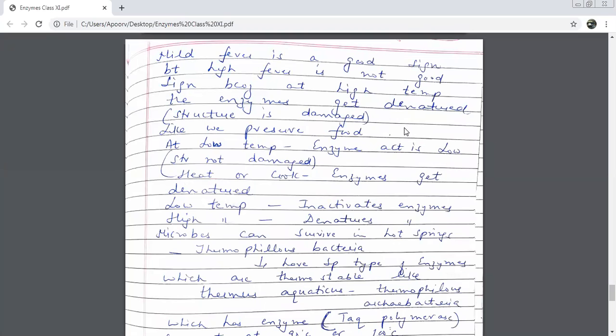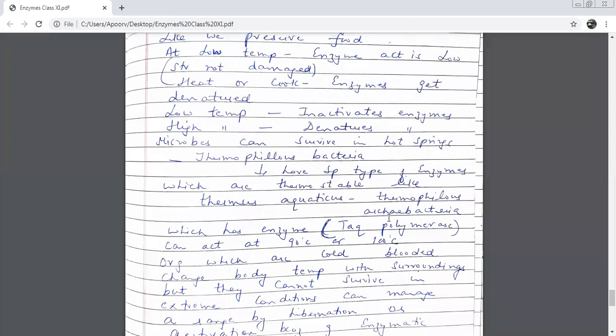What happened to enzymes at high temperature? Because when temperature rises, enzymes get denatured due to increase in temperature. Very good. This structure is damaged. So when we preserve food at low temperature, enzyme does not get denatured, it becomes inactive. But at high temperature, it becomes denatured.